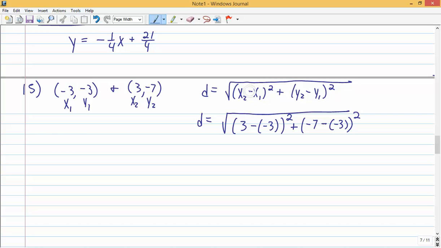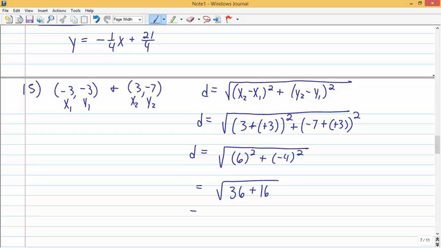Remember, you have minuses in your formula, so when you plug in negatives, you're going to have minus a negative. And anywhere you have minus a negative, you put a plus. So the distance equals the square root of 6 squared plus -4 squared. Now that -4 is in parentheses, so when you square it, you say -4 times -4. So that's the square root of 36 plus 16.